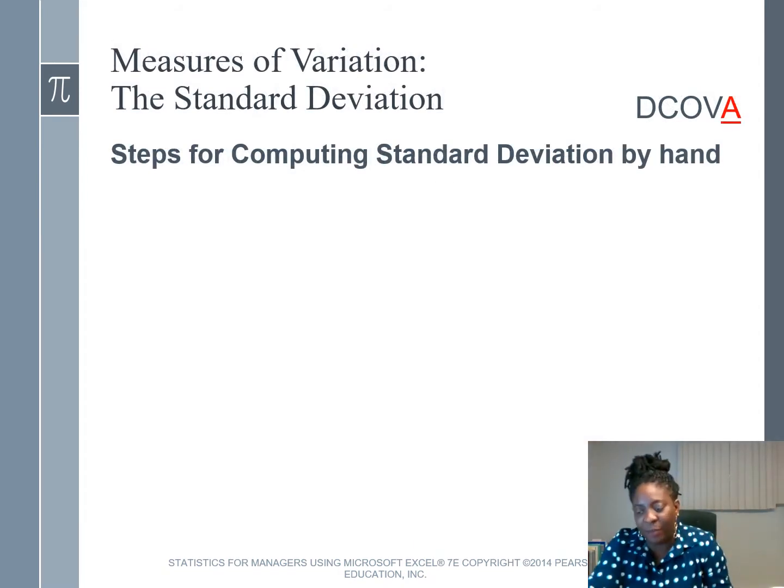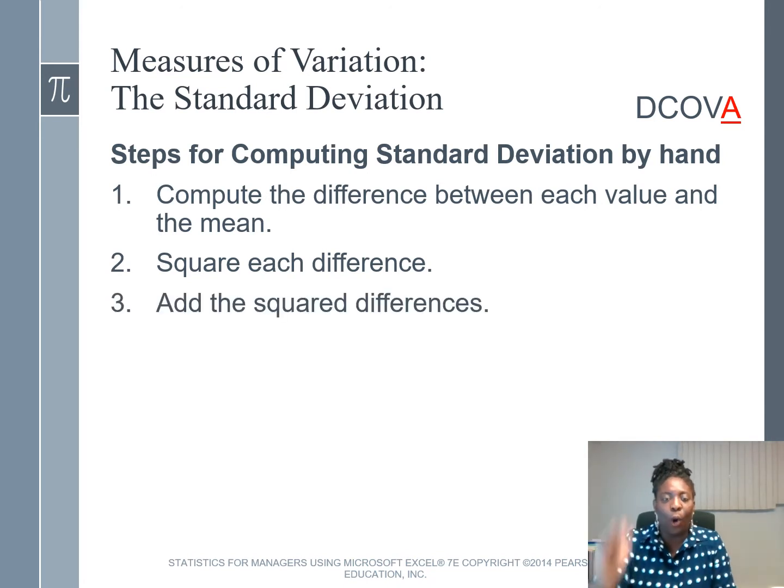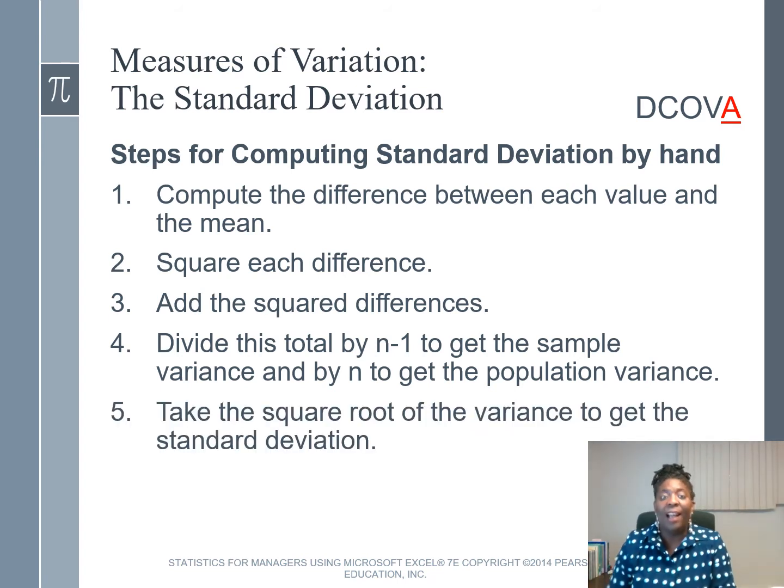Computing standard deviation by hand, let me talk you through it once, step by step. When we get to class, we'll walk through how to do it in Excel. So step 1, calculate the difference between each value and the mean of the data. Square each difference. Add all of the squared differences together. Divide by n minus 1 to get the sample variance, and by n to get the population variance. Take the square root of the variance and you have the standard deviation done.